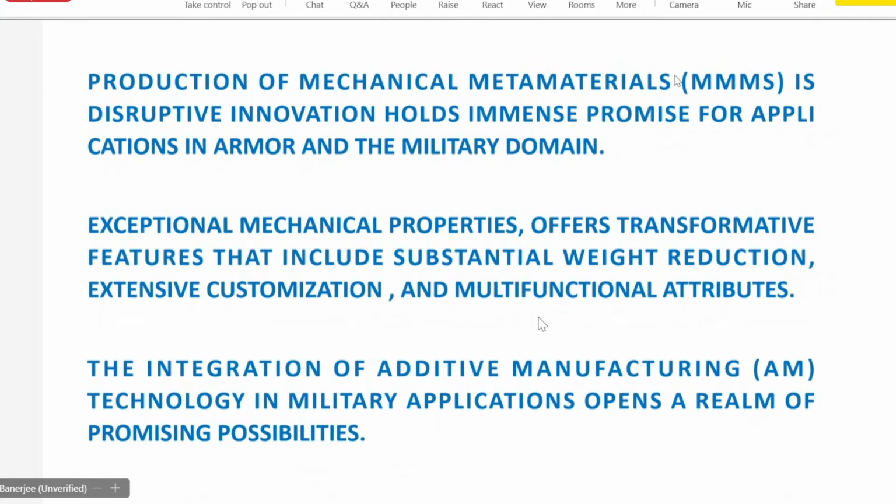So these are the things where the exceptional mechanical properties and the transformative features are to be embedded, and that can be embedded by this particular technique, provided we have sufficient knowledge of the materials, of the processes, the perfection of the processes. So these are the things.